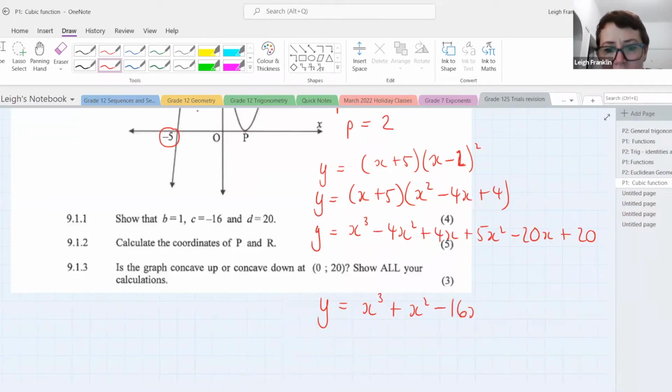Minus 16x, I get plus 20 on the end. There we go. Okay, Boyd Shepherd, you do as well. Okay, all right. And there we go. We have showed that B is 1 and C is minus 16 and D is 20.